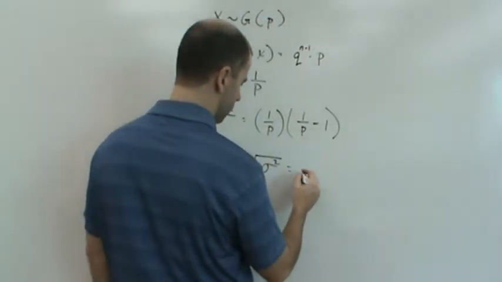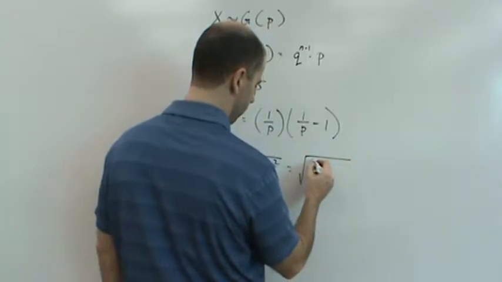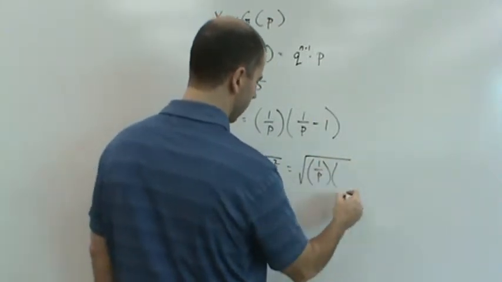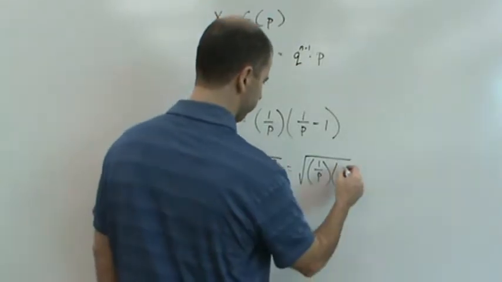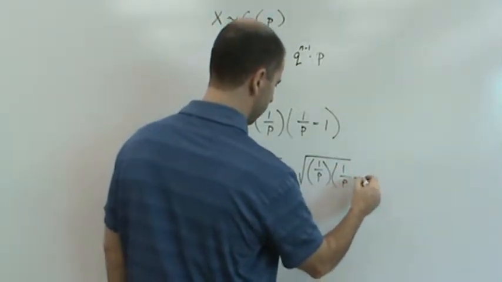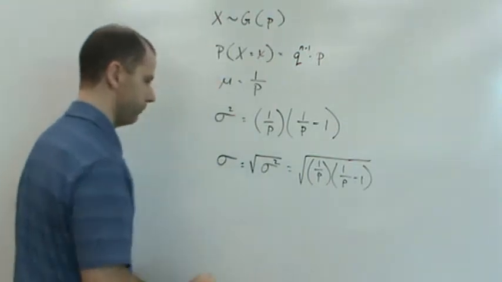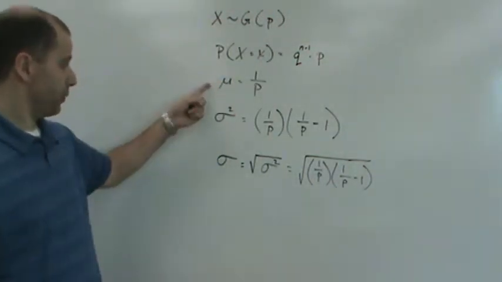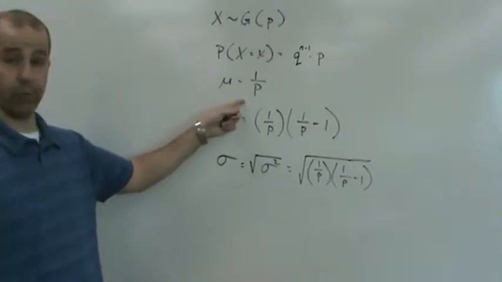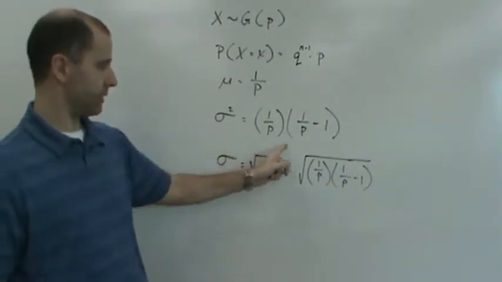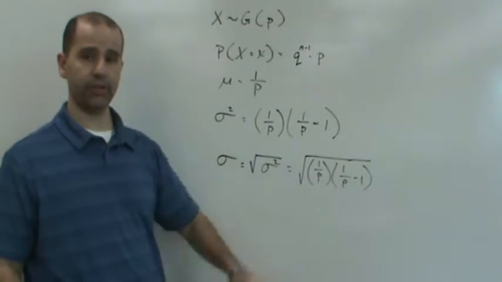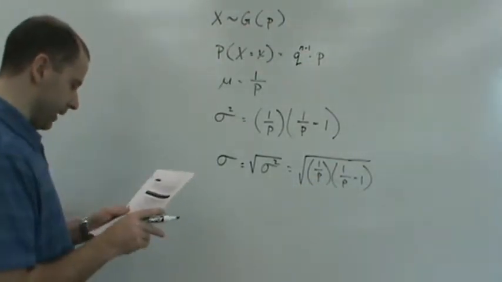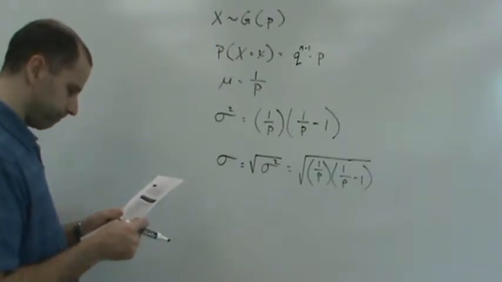So in this case, it'd just be the square root of 1 over p times 1 over p minus 1, like that. And that's it. So for a geometric distribution, to find the mean is just 1 over p. To find the variance, it's this formula, and to find the standard deviation, it's this formula. So let's do another example before we move on.